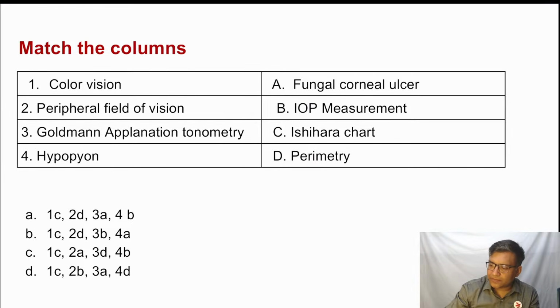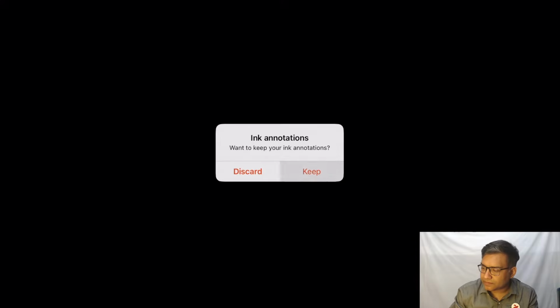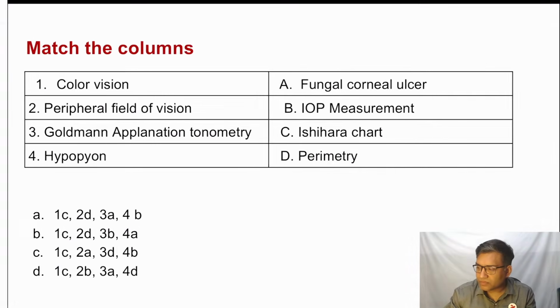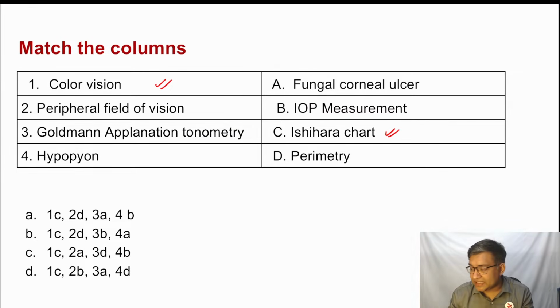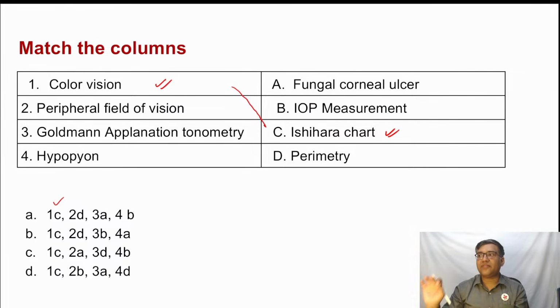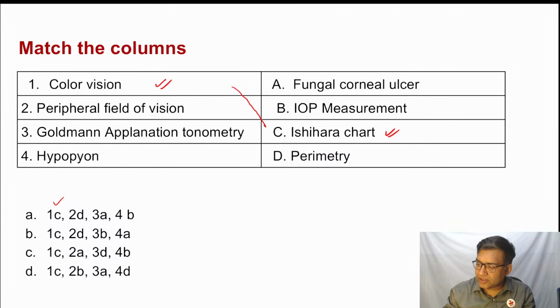Okay, color vision. How do you see color vision? Color vision you see with the help of the Ishihara chart. Red green color blindness you detect by the Ishihara chart. So this one goes with C. Then you have peripheral field of vision. How do you see it? Peripheral field of vision you see with the help of perimetry. So 2 goes with D.